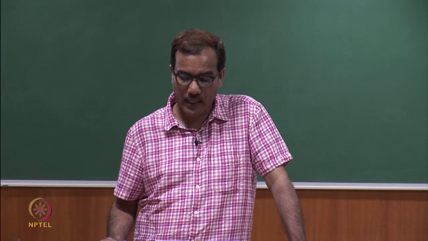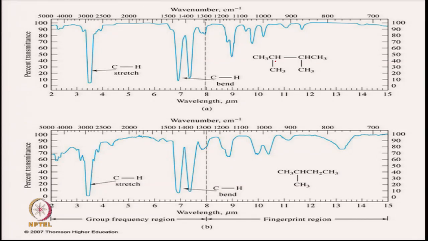Now, look at this, your 2-hexene and this is your 2-pentene and 2-hexene. Just a small change, one methyl group attached to this part, and you see the fingerprint region is totally different. So just by looking at the fingerprint region, you can tell which molecule is present in the sample. No two molecules have an identical IR spectrum.